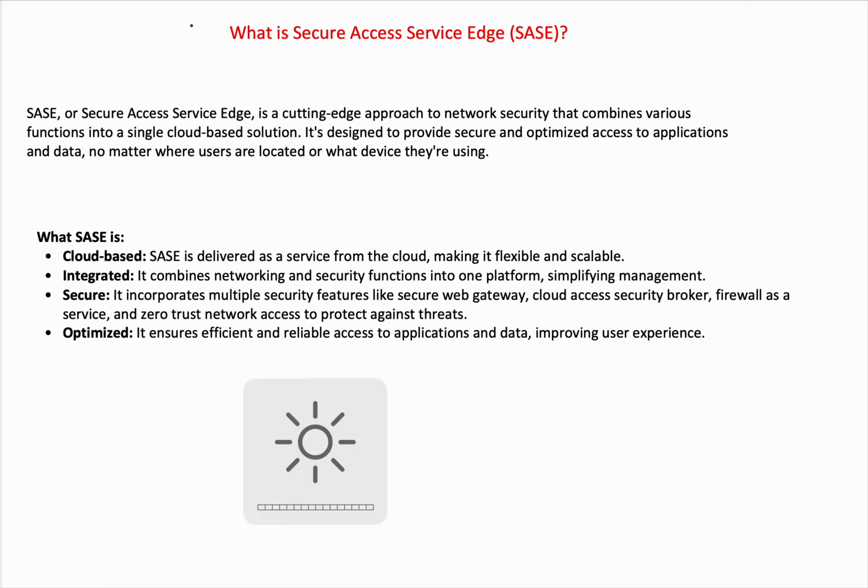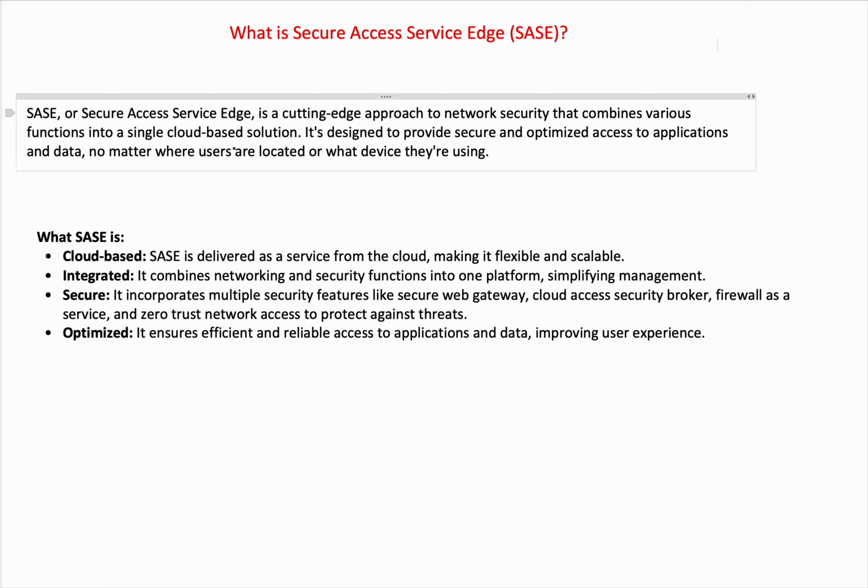You can say that SASE, or secure access service edge, is a cutting edge approach to network security that combines various network functions into a single cloud-based solution. It's designed to provide secure and optimized access to applications and data, no matter where the users are located and no matter what devices they are using. So SASE is not a single term, correct? It combines both network and security.